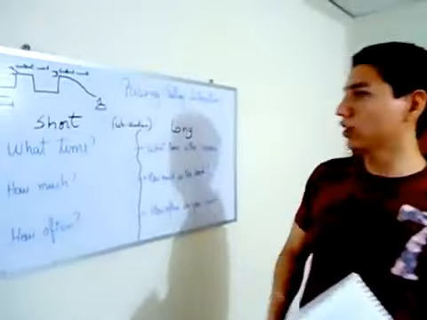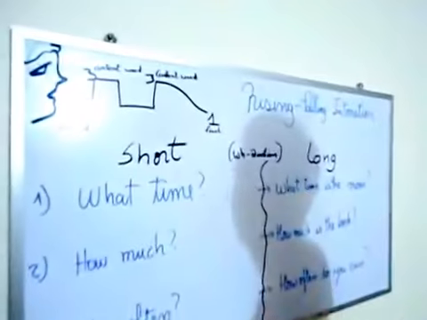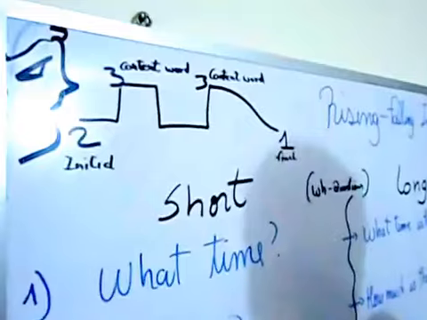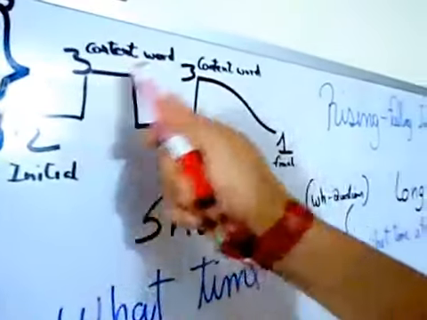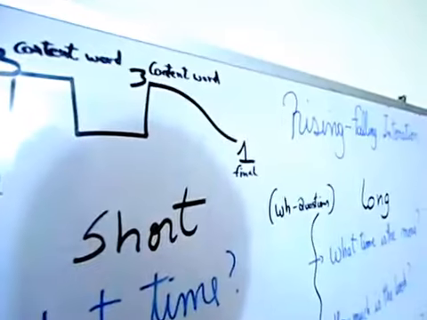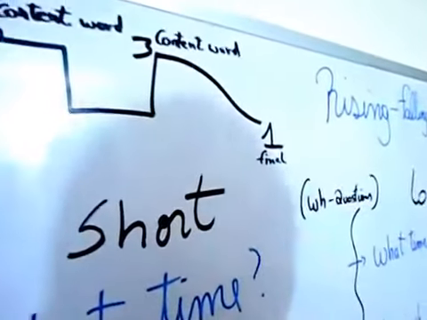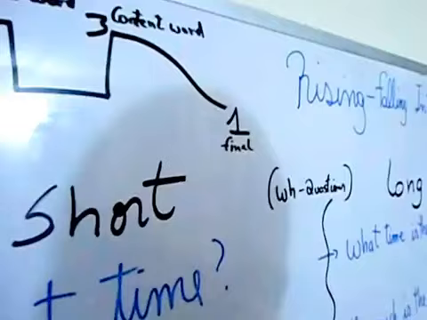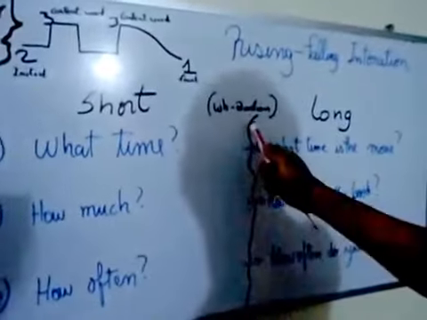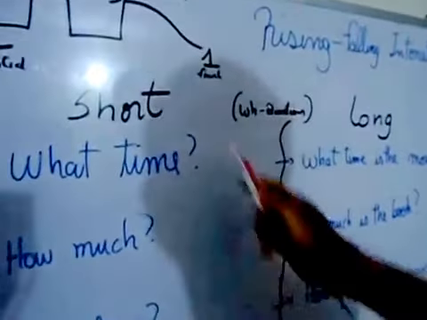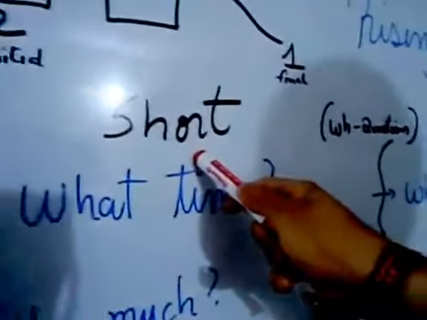Rising-falling intonation. Look, here in the drawing the number 2 indicates the initial position, the number 3 indicates the content word, and finally the number 1 the final position. The rising-falling intonation is used for WH questions or information questions in long or short version.